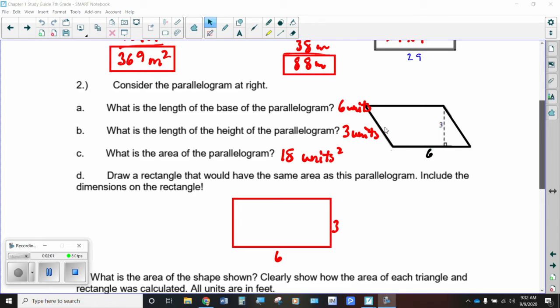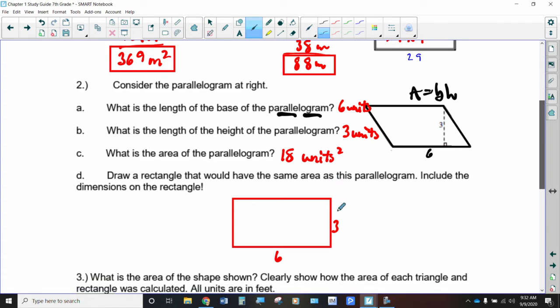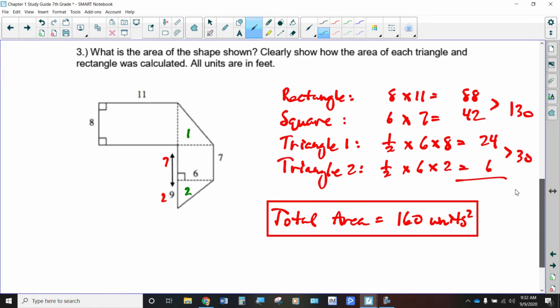So to find the area of parallelograms, the basic formula is base times height, right? Rectangles, we think of it as a rectangle formula, but a rectangle is a parallelogram. So you multiply base times height, and 6 times 3 is going to give you 18 square units. So if you draw a rectangle, it would have the same area, and the height of the rectangle is also going to be one of the sides of the rectangle. So this is what that rectangle would look like. And now, what is the area of this shape below?